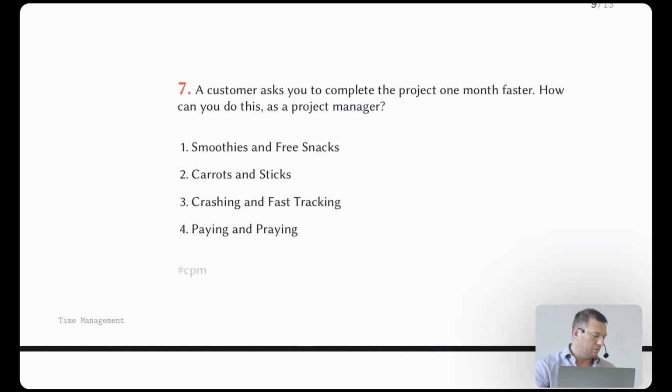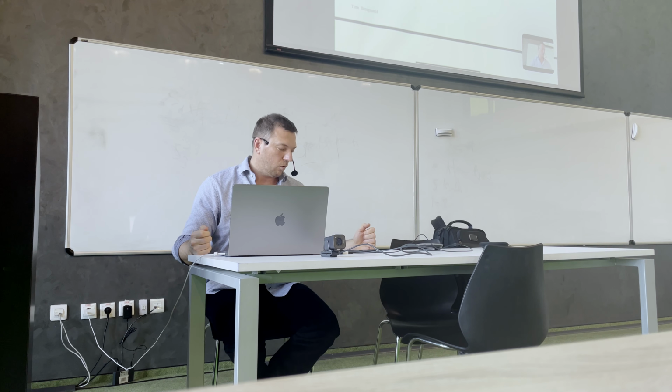The instrument number 1, smoothies and free snacks. So you give them supposedly to your team, and they start working more actively, and they complete in 2 months instead of 3 months. Option number 2, carrots and sticks. So you punish them, and then you give them some bonuses. 2 instruments. Or you use crashing and fast tracking, whatever it is. If you know, you can choose that one.